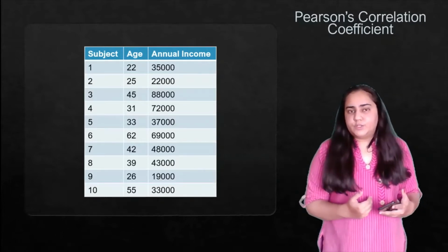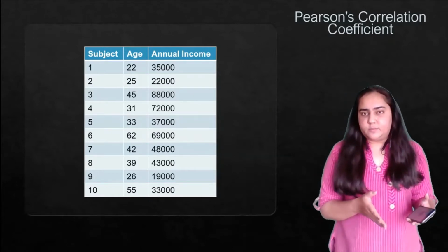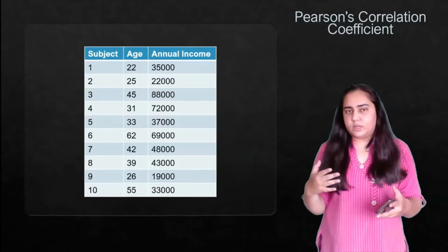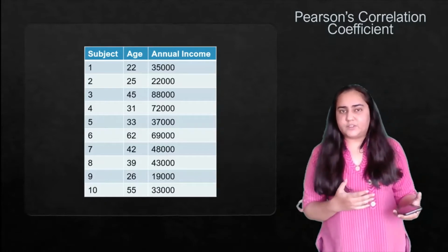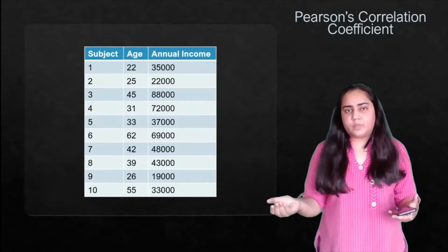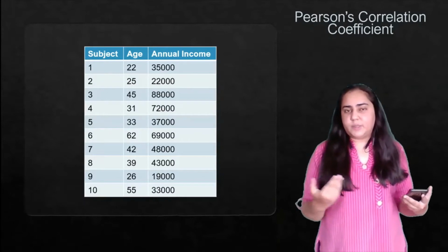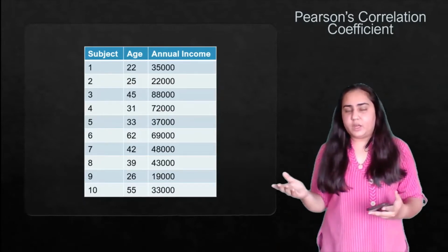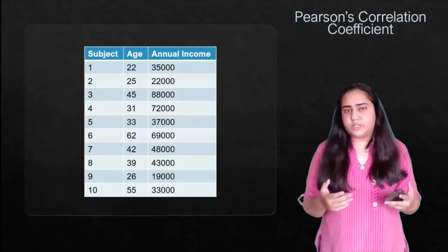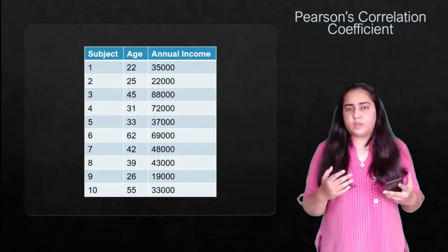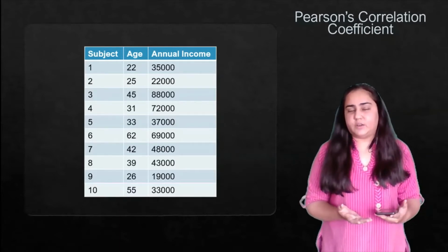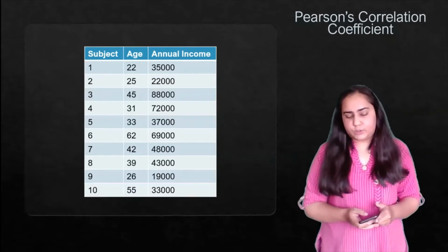What we want to find out is, if this person has this much annual income, is there any connection between the age of that person and the income? Is there something like, if a person is older, then he or she might have higher income, or if the person is older, he or she might have less income? Is there any such connection? That is what we need to find out, and that is a linear relationship.